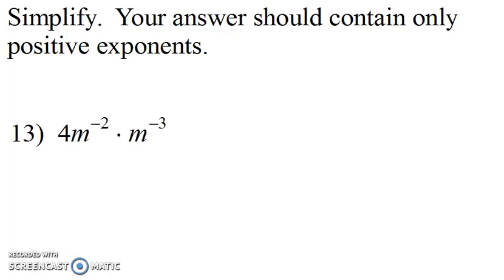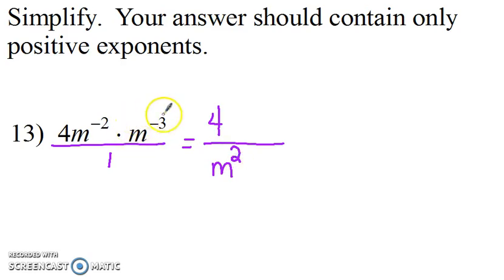Alright, now we're going to include negatives. So negatives change the location in a fraction. So if the negative is on top, we move it to the bottom. If it's on the bottom, we move it to the top. So right now, everything right here is on top of a fraction. The 4 does not have a negative on it, so it's going to stay where it is. The m has a negative on it, so we're going to put it on the bottom, and the 2 becomes positive. This one has a negative, so we're going to put it on the bottom, and the 3 becomes positive.